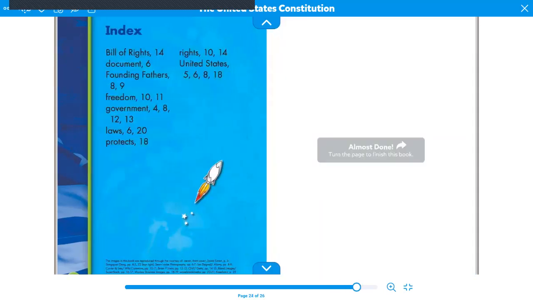And again, the index of a book tells you where you could go back and learn more. So if you wanted to find out more about our freedoms, you would find them on pages 10 and 11 of this book. Do you know what pages you would look on if you wanted to learn more about laws? Here's the word laws. So what pages would you look for? 6 and 20.